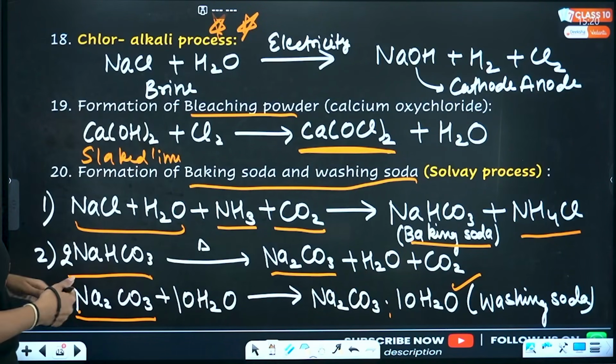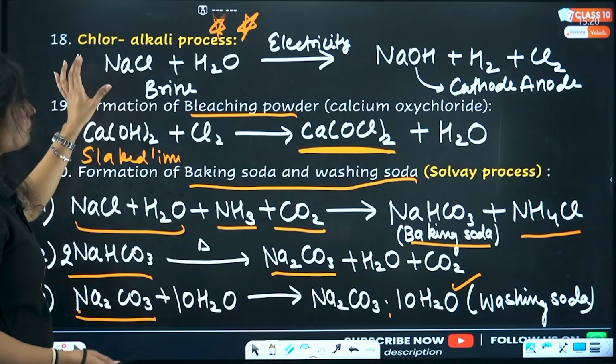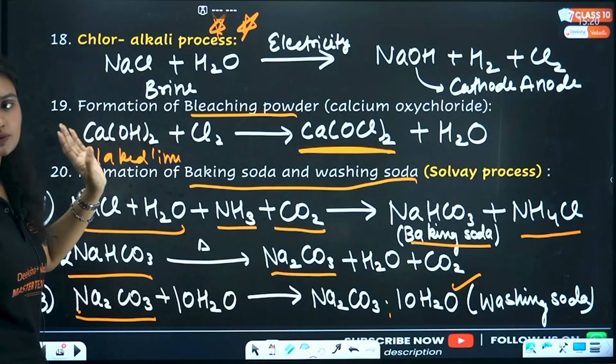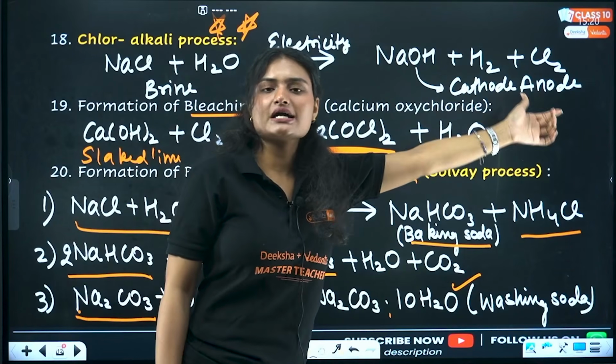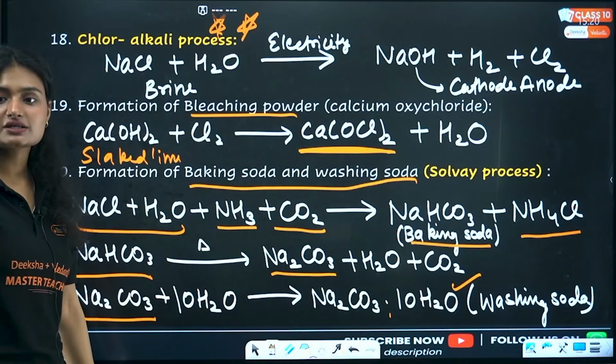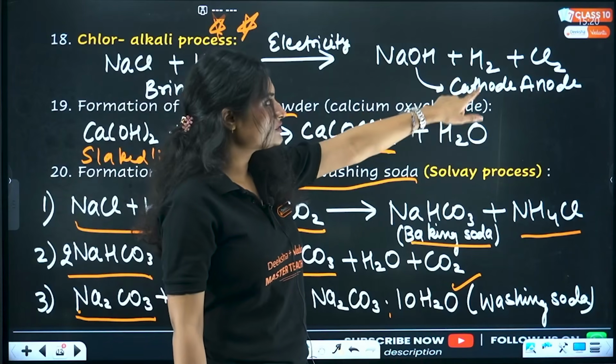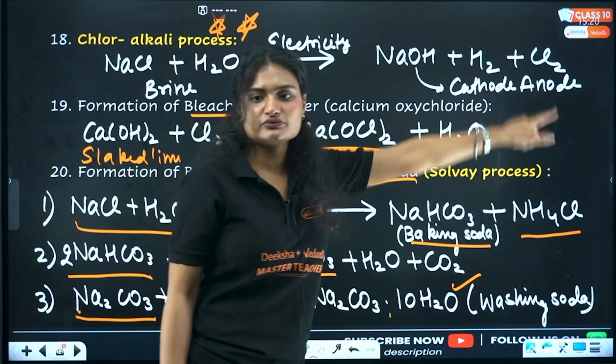Chlor-alkali process. Chlor-alkali process is very important. You take brine, which is an aqueous solution of sodium chloride, and you pass electricity through it. You get sodium hydroxide, hydrogen and chlorine. Now hydrogen is obtained at the cathode, and at the anode we get chlorine.